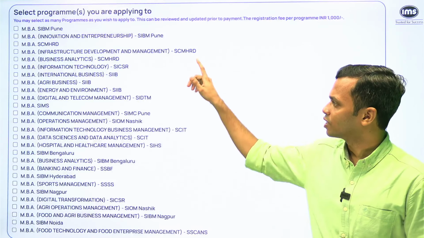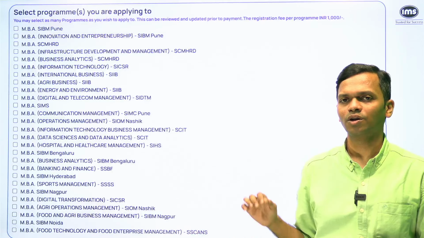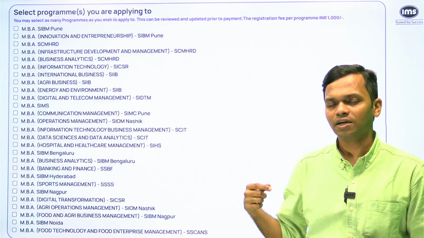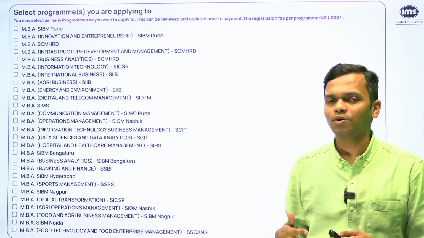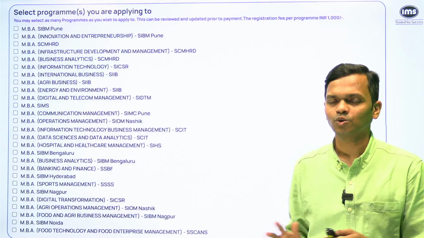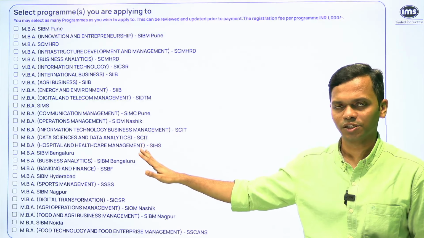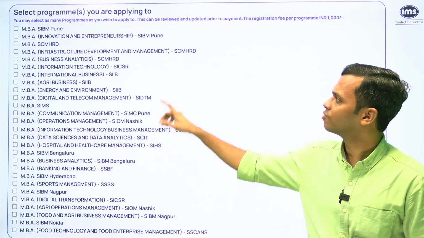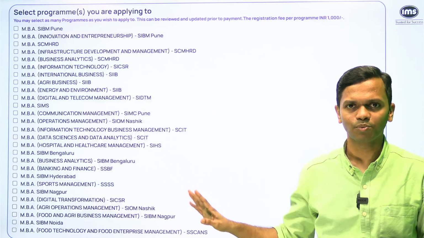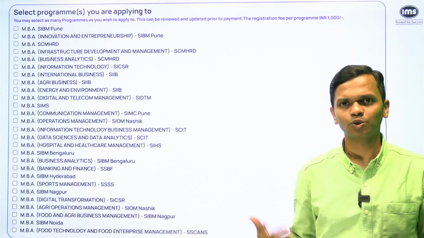Okay. So for each of the programs that you select here, you will have to pay 1000 rupees, and till the time you make that payment, your application won't be complete. Okay. So far we have just paid for SNAP. We haven't applied to the respective institute. I'll show you how it will look if I just select, for example, SIBM Pune. So I'll select one college and show you how things will look.